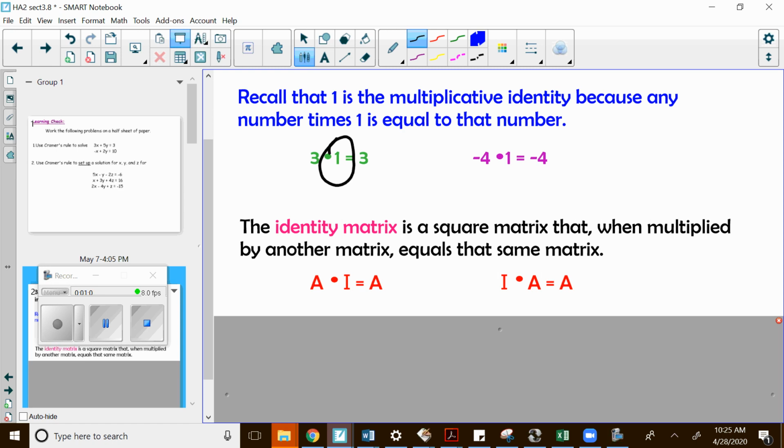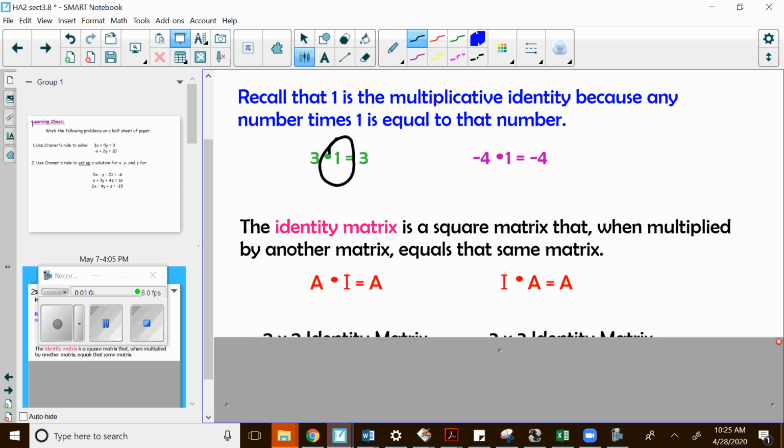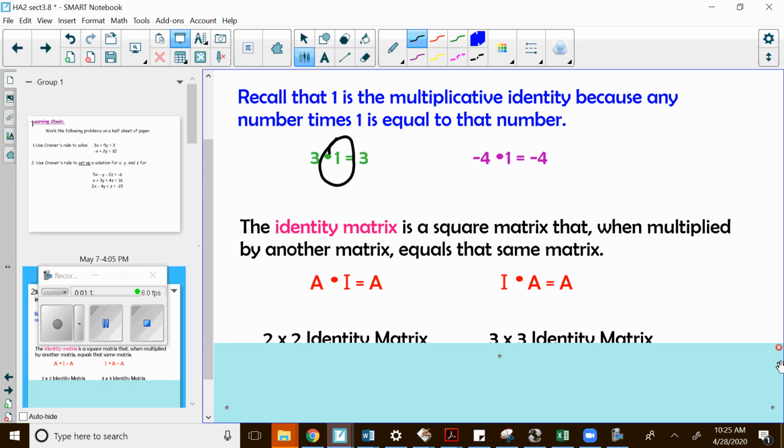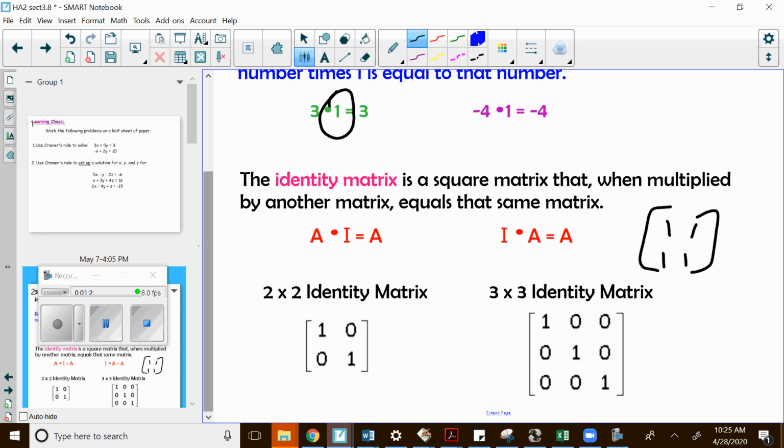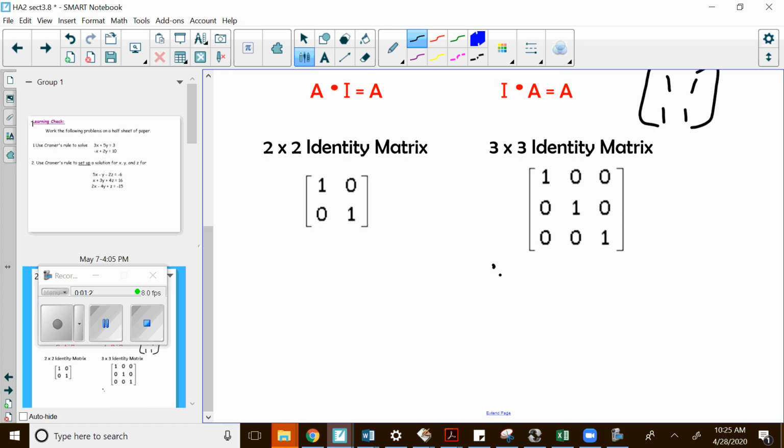So A times I would equal A, and it doesn't matter the order in which you multiply. It could be I times A, and that would also get you A. Now, a lot of people think that this identity matrix is just a bunch of ones, but it actually isn't. It is a diagonal row of ones and everything else zeros. So the 2 by 2 identity matrix is 1 0 0 1. The 3 by 3 identity matrix is 1 0 0 0 1 0 0 0 1. I'll show you that, right?